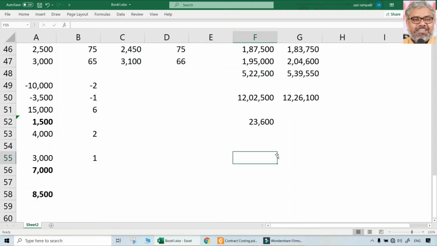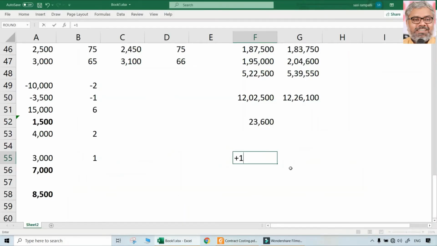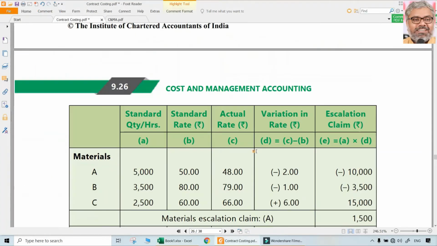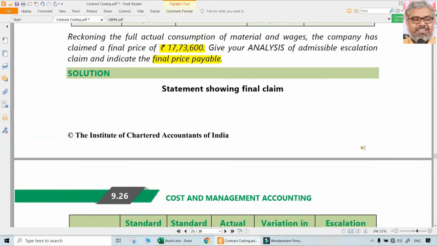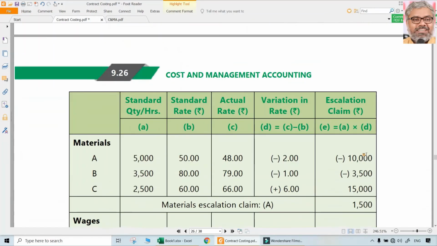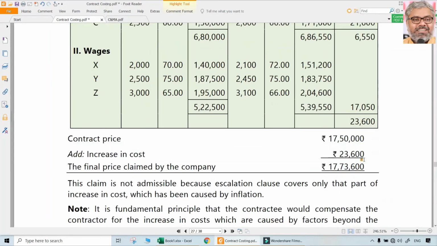In other words, what should be the final price that is payable by the contractee? It should be 17,50,000 plus 8,500. So 17,58,500 can be the maximum claim that contractor can put to his contractee, but not what he has claimed as 73,600. So that is a point here to be noted. Main essence of this question is this.